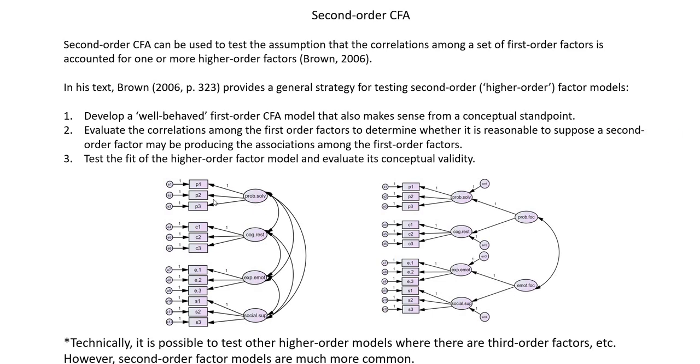So in his text, Timothy Brown provides a general strategy for testing second order factor models. Step one is to develop a well-behaved first order CFA model that also makes sense from a conceptual standpoint. Step two is to evaluate the correlations among the first order factors to determine whether it is reasonable to suppose a second order factor may be producing the associations among the first order factors. And then step three is to test the fit of the higher order factor model and evaluate its conceptual validity.